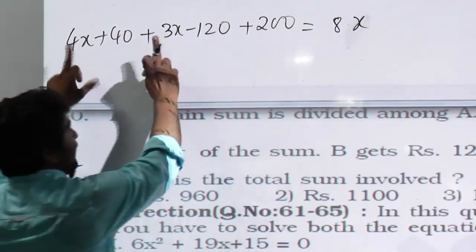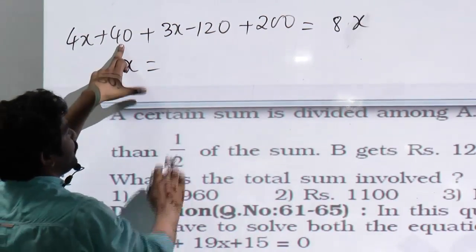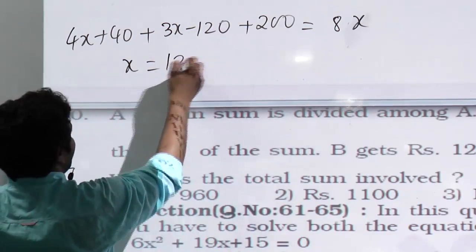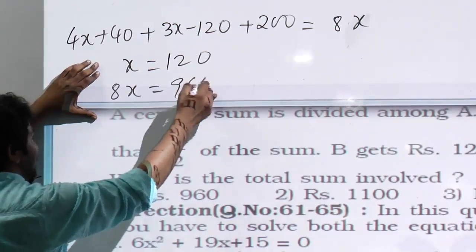4x plus 3x is 7x. Take 7x to the right hand side. That becomes x, which is equal to 40 plus 200, 240, minus 120, which is 120. And your total sum is 8x. 8 times this is 960.